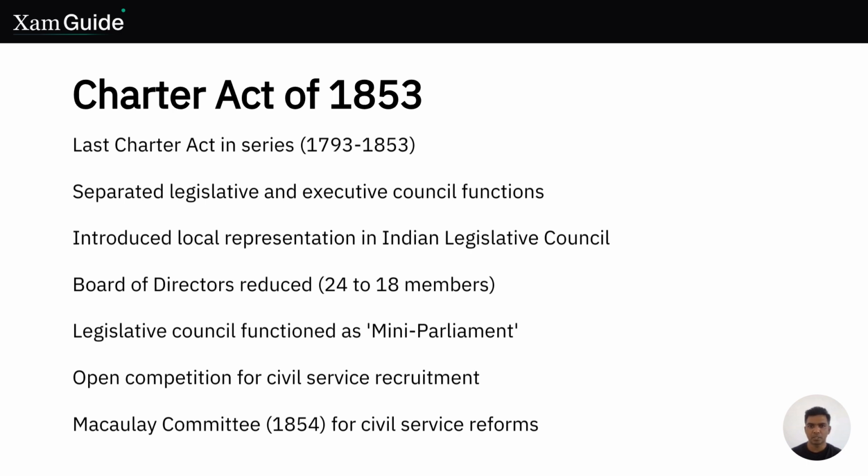The Macaulay Committee was appointed in 1854 for civil service reforms. The fourth law member gained voting rights as a full council member. So that's how the colonial legal framework evolved over time, each act giving more power to the British while creating this facade of governance reforms. These acts laid the groundwork for what would eventually become our constitution after independence.